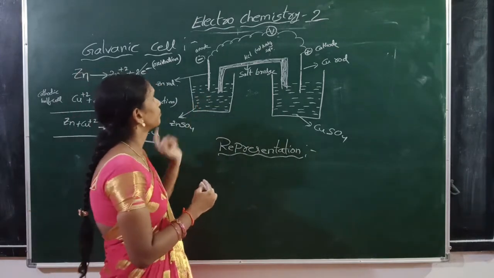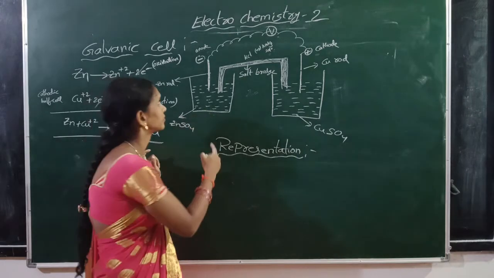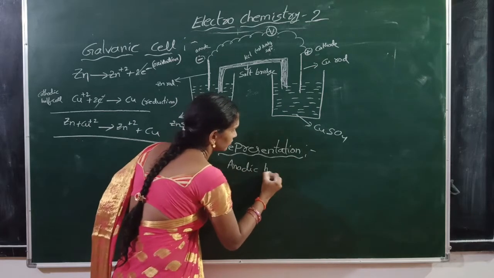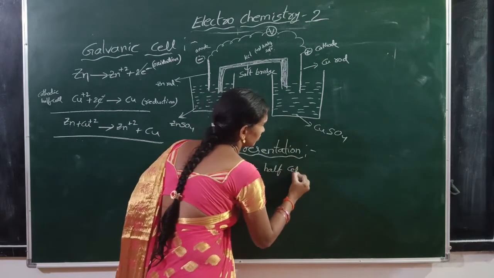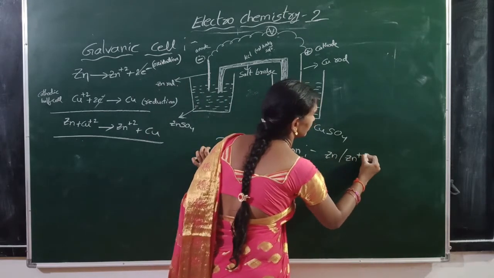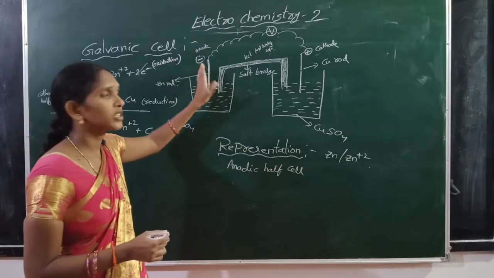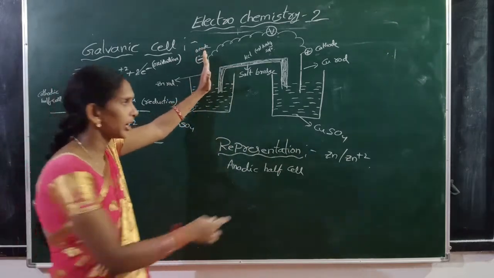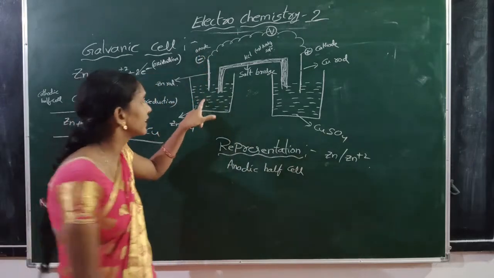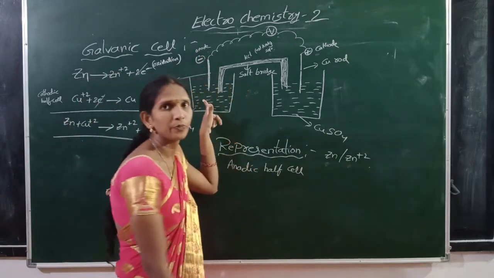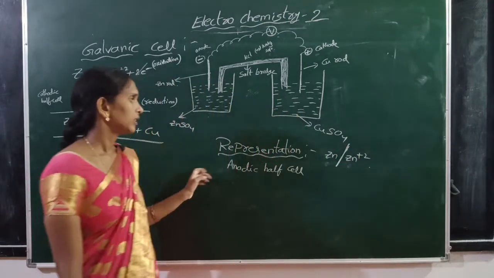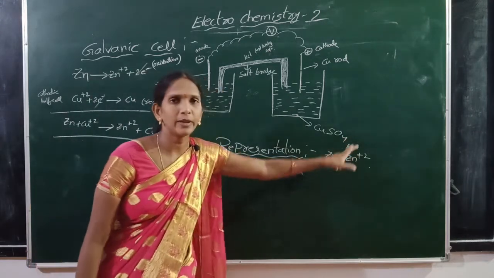That means in the anodic half cell, first the half cell consists of a zinc rod, an electrode in contact with its ions. Ions means Zn2+. It is represented by a vertical line. Vertical line means half cell.